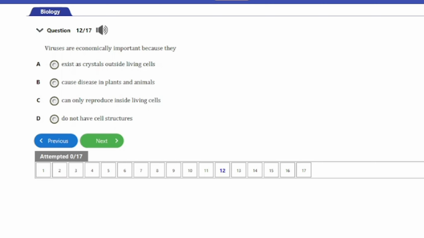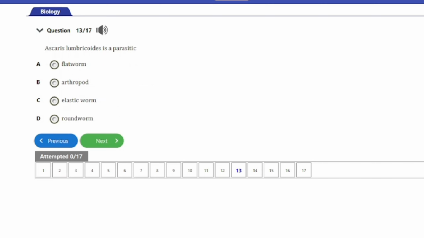So let's go ahead and consider the next question, guys. That's question number 13 here. It says, Ascaris lumbricoides is a parasitic A. Flatworm, B. Arthropod, C. Elastic worm, D. Roundworm. So guys, Ascaris lumbricoides is a parasitic roundworm, and that's option D here.